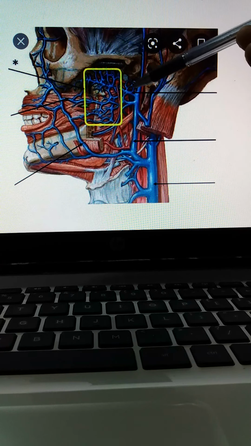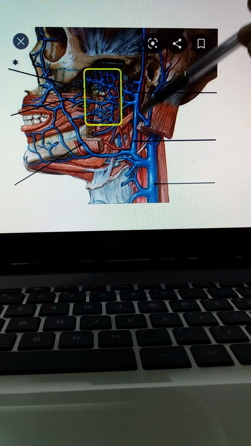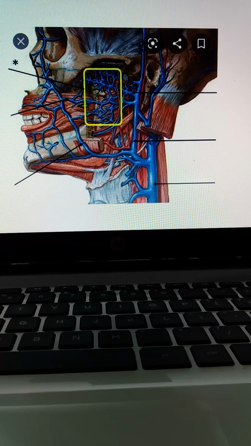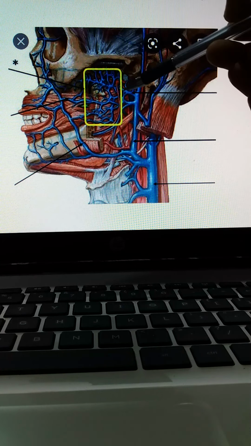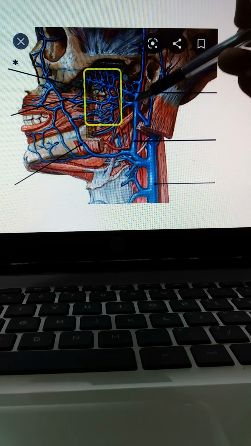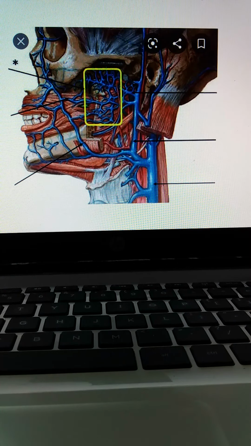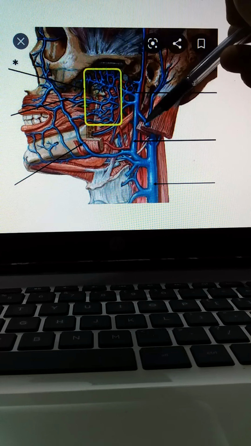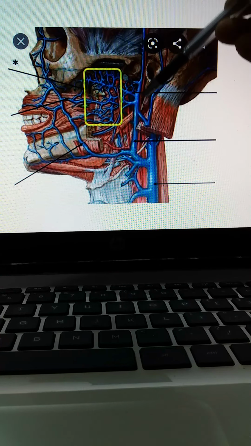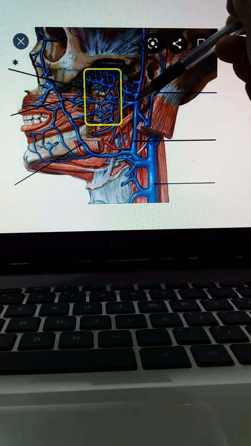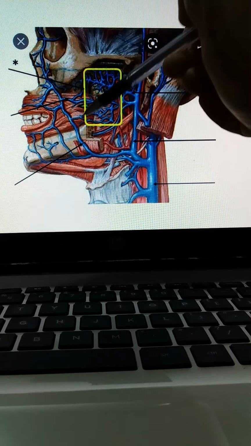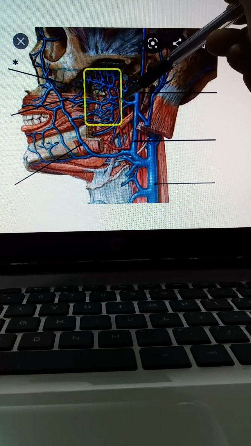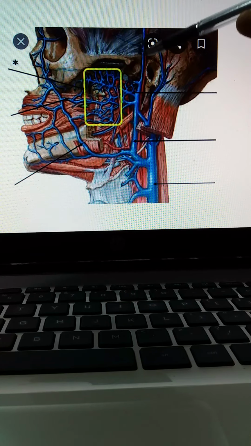Its tributaries correspond to the branches of the maxillary artery. The tributaries of the plexus correspond to the branches of the maxillary artery. This plexus is drained by the maxillary vein, okay. This maxillary vein then unites with the superficial temporal vein to form the retromandibular vein, okay. From here will be your pterygoid plexus. It will drain into the maxillary vein which will join the superficial temporal vein and they will form your retromandibular vein.